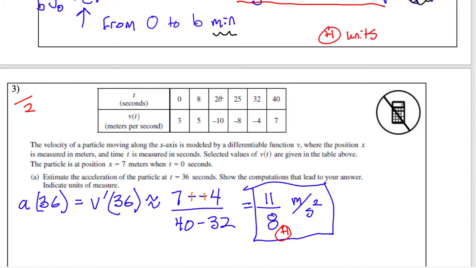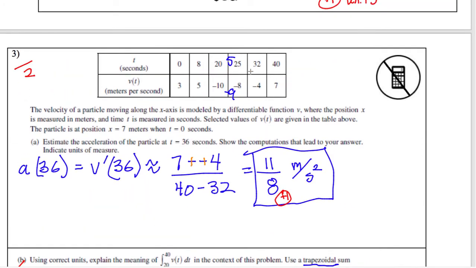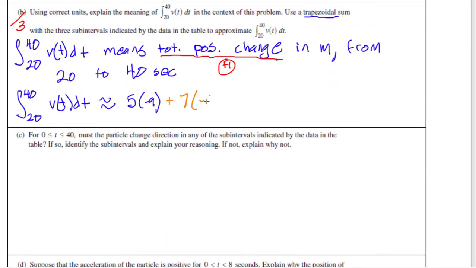So first, I find the distance between 20 and 25. That's going to be 5. And I'm going to find the average of negative 10 and 8. I just see that negative 9 is the in-between number. So I'm going to multiply 5 by negative 9. So 5 times negative 9. I'm going to add this to the distance between 25 and 32. Well, the distance there is 7. And the average of negative 8 and negative 4 is negative 6. So I'm going to multiply 7 by negative 6, plus 7 times negative 6.